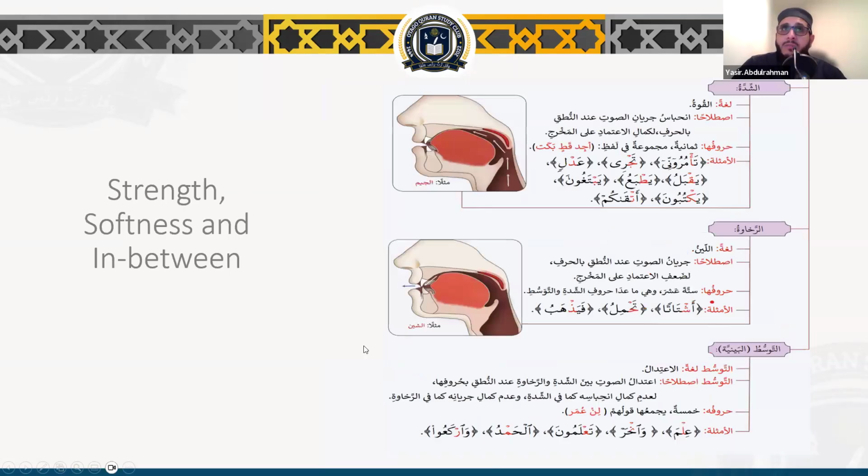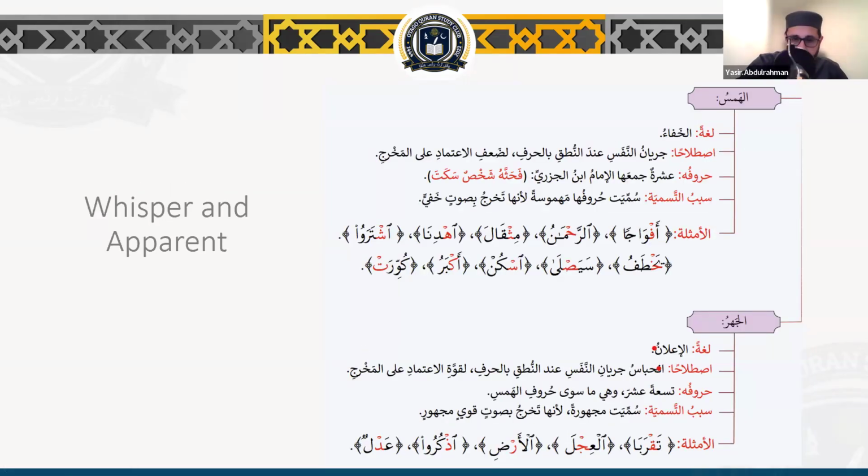If you see the book, it shows you more photos, which I cannot copy unfortunately, but you have the QR code. You could listen and see for yourself how the vocal cord is moving between the whispering and the apparent. What they have done is they put a camera underneath your throat and videotaped how the vocal cords move when you pronounce these letters. And you see that with the jahr letters, the cords are closed, and with the whispering, they are open.